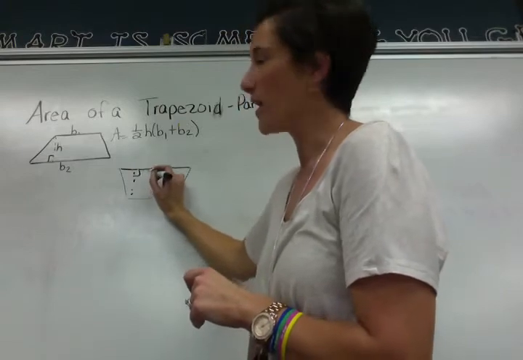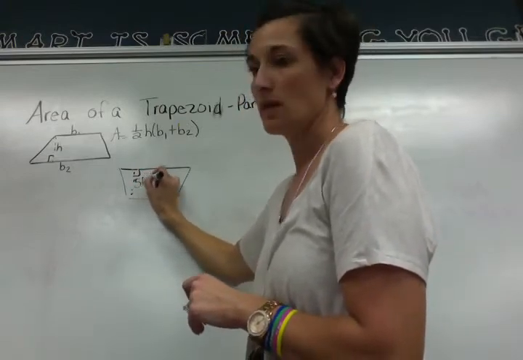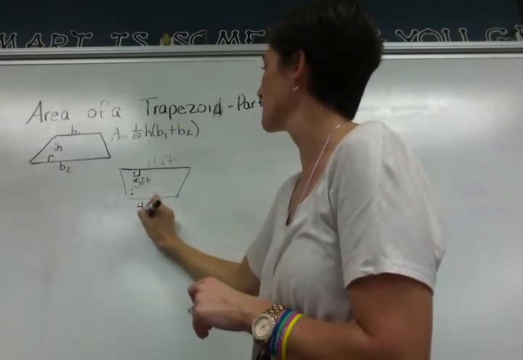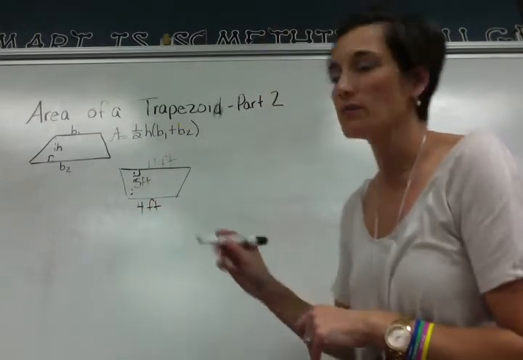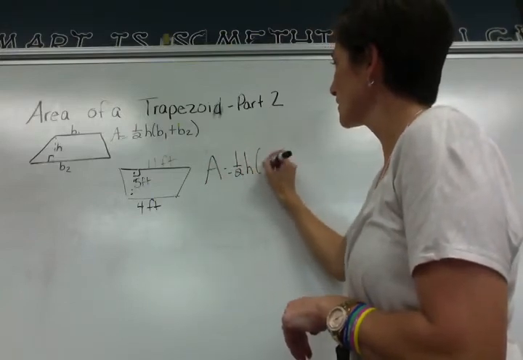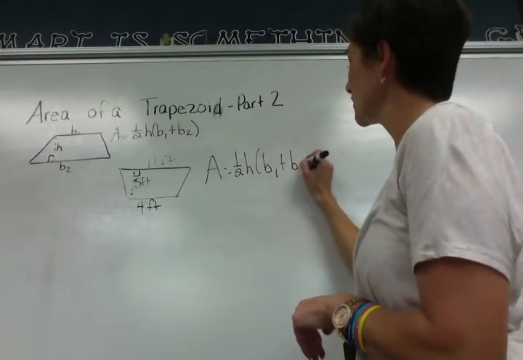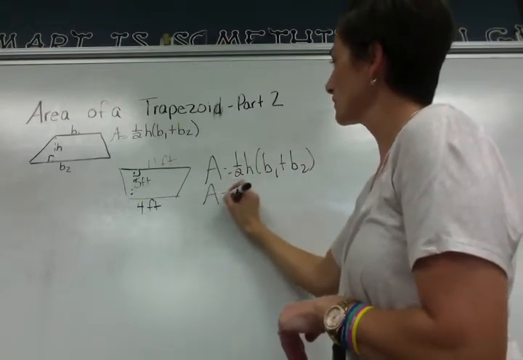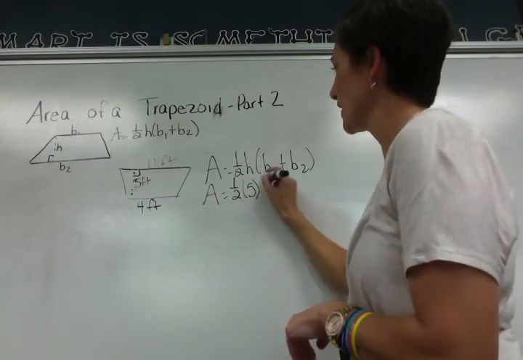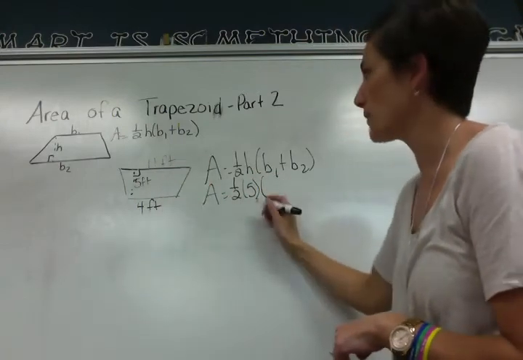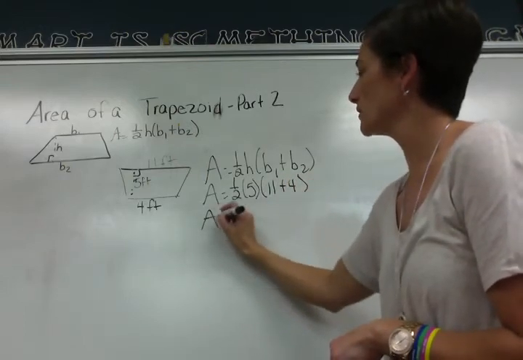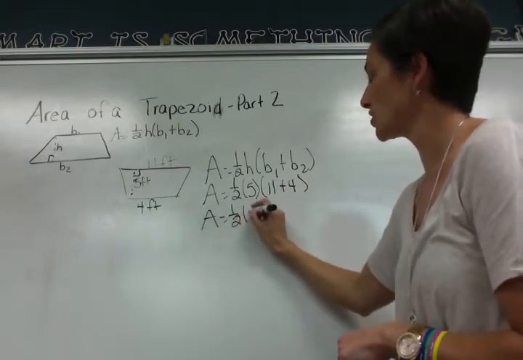And I'm going to say we're going to have a height of 5 feet, we're going to have one base of 11 feet, and we're going to have another base of 4 feet. So I'm just going to take my formula. A equals 1/2 the height times base 1 plus base 2. Plug in my numbers. My height is 5 because that's represented by the right angle. Base 1 and base 2, it doesn't really matter which one I put first. 11 plus 4. So I'm going to go ahead and solve my addition.